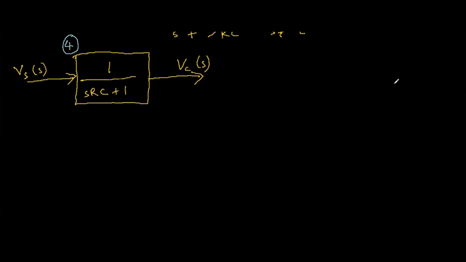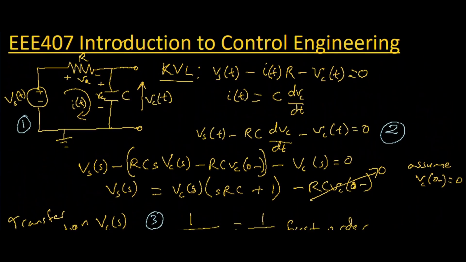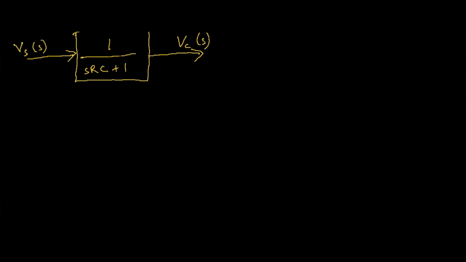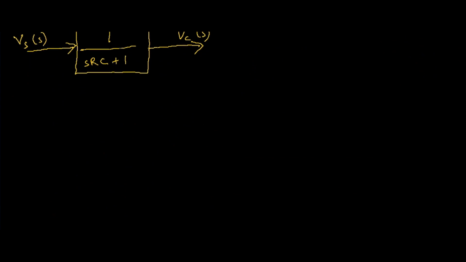And yeah, that's that. Now, remember in this system, we chose Vc as our output and Vs was our input. What if we had said that, no, the current flowing through was our output instead? We could have chosen the current flowing through as our output. Now, if that was the case, then let's come up with the transfer function. Let me go back to my normal orange.